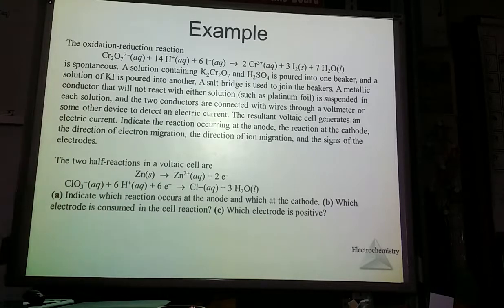And then it says which electrode then will be positive. Remember, the positive electrode is the one that's going to be at the cathode. And we said that the cathode is reduction, so that's going to have to be here, the ClO3 minus plus the 6 hydrogen, that particular setup there.